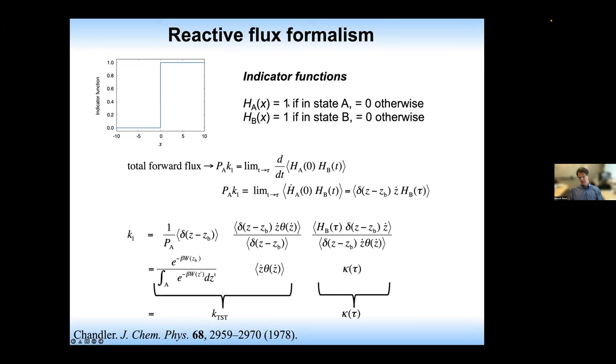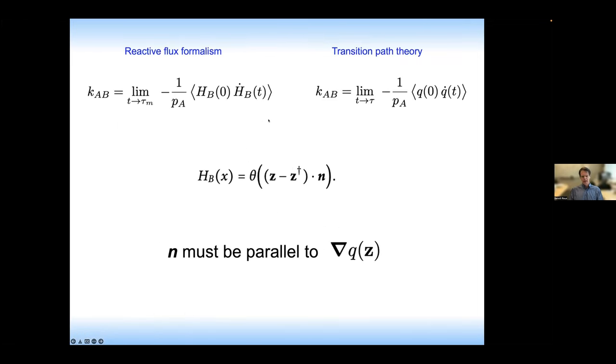Key to this are the indicator functions, like H_A, which is equal to 1 when you're in state B, and H_B, which is equal to 1 when you're in state A. So this is actually the indicator function for state B, for example. But of course, there are other ways to look at this. This is the reactive flux formalism, and the rate is essentially the limit of that where t goes to tau_m, a relaxation time.